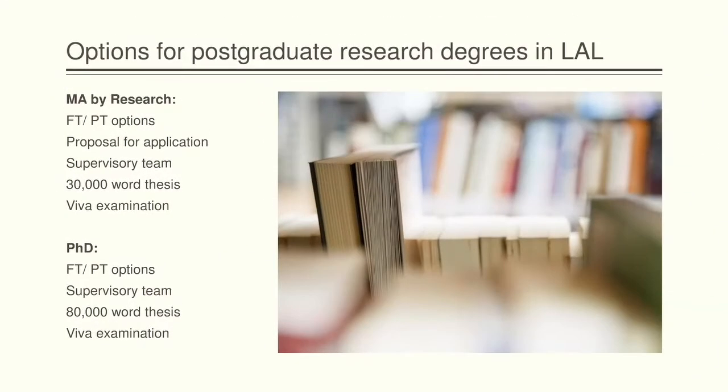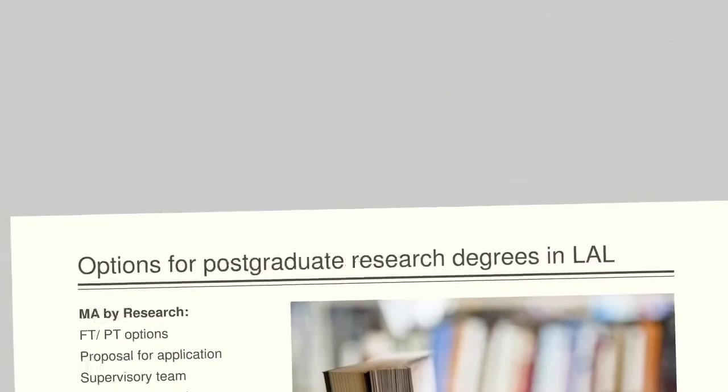Your options within Language and Linguistics for postgraduate research degrees are threefold. We have a popular Masters by Research, as well as a PhD programme, during which you can undertake a study of your own design and write a 30,000 word thesis at MA level and an 80,000 word thesis at PhD level with support from a supervisorial team. Our academic team has research and supervisorial experience in a wide range of applied and theoretical linguistics, and we'd be happy to talk through your ideas with you.